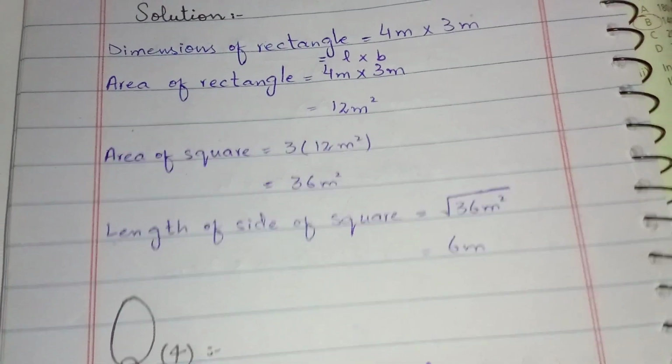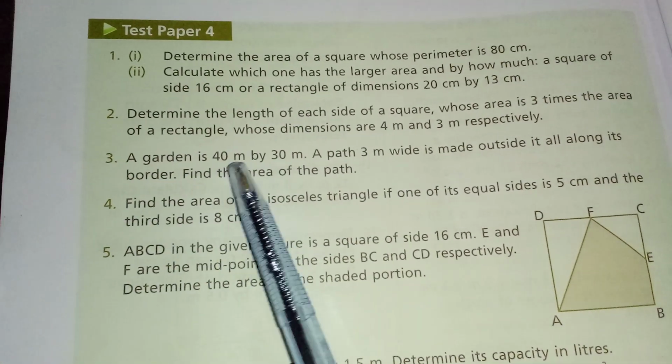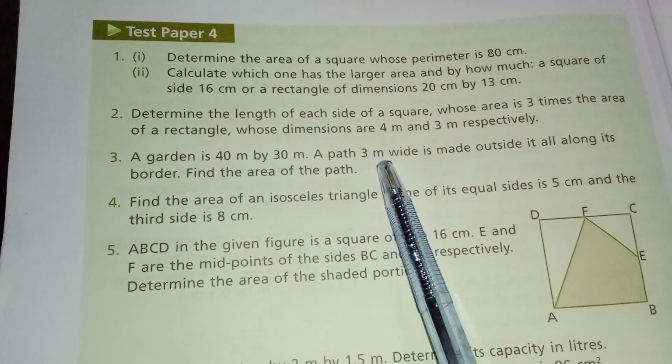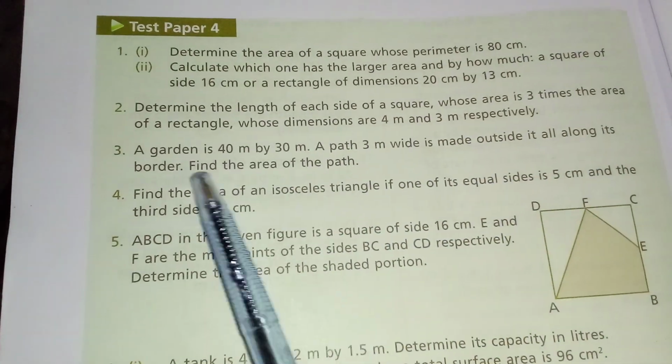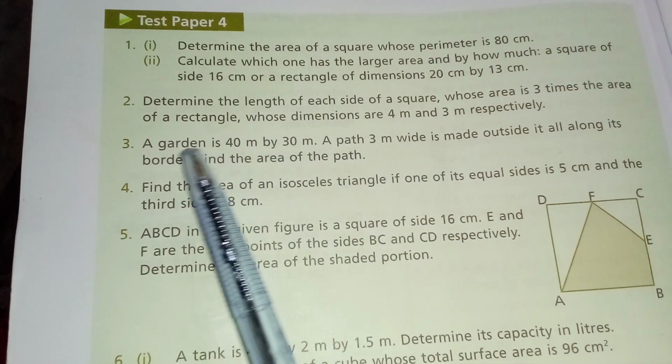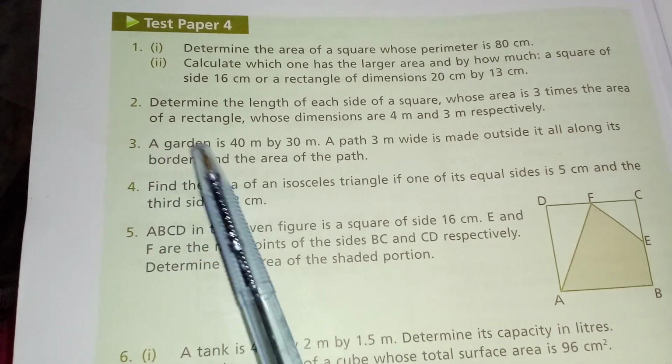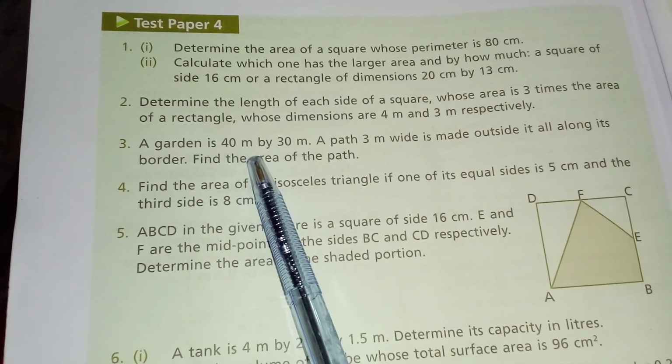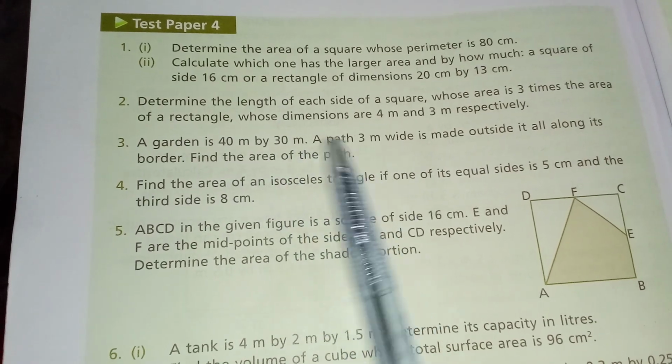Question number 3. A garden is 40 meter by 30 meter. A path 3 meter wide is made outside it all along its border. Find the area of the path. Students, question number 3 is your homework, and it is the same as question number 10 of division mensuration. So you have to do it yourself.